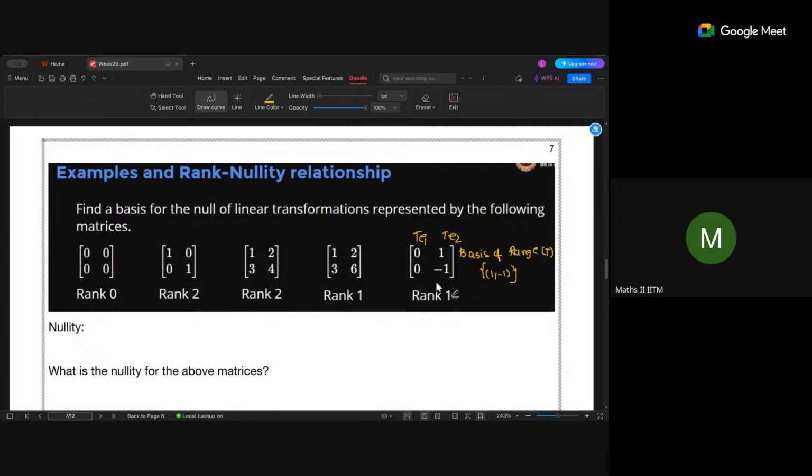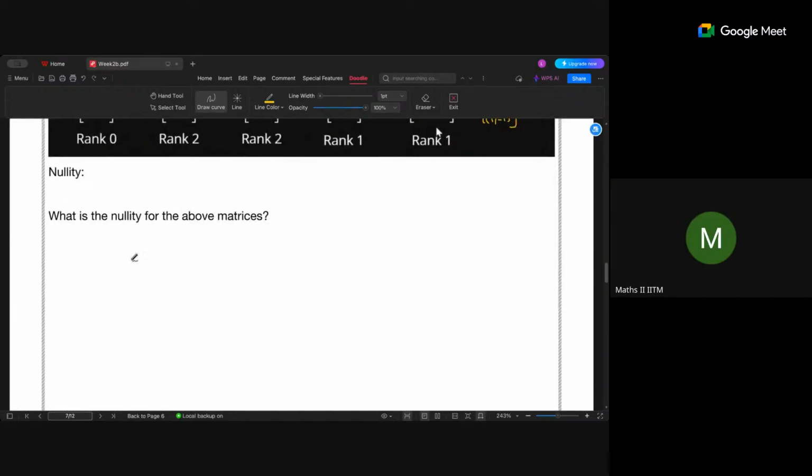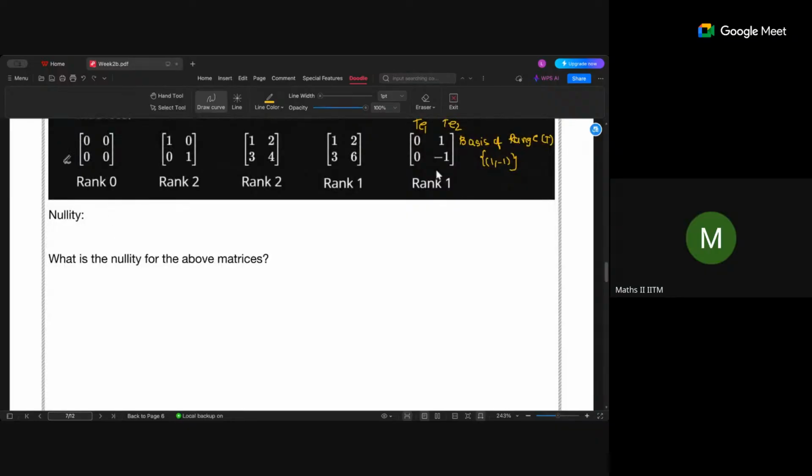All right. Okay. So now how are we going to find the null spaces? First let's try to find the null spaces of the matrices. So A1, A2, A3, A4, A5.